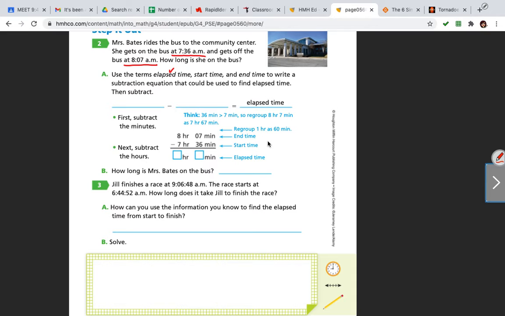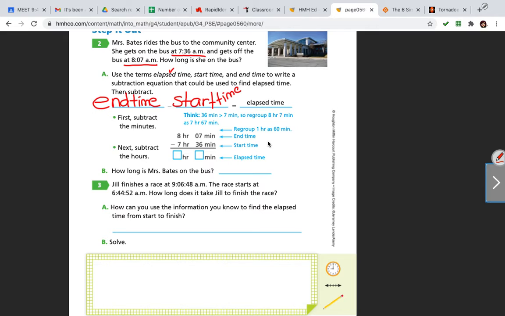So we're going to do a subtraction problem, so let's do the end time. The end time was 8:07, and we're going to take away the start time, 7:36, and we'll get the elapsed time. So it says first subtract the minutes. Think of 7 minutes take away 36 minutes, and then regroup 8 hours and 7 minutes as 7 hours and 67 minutes.